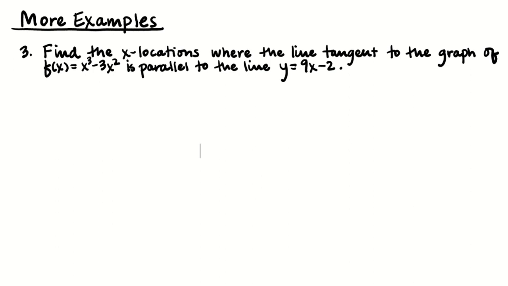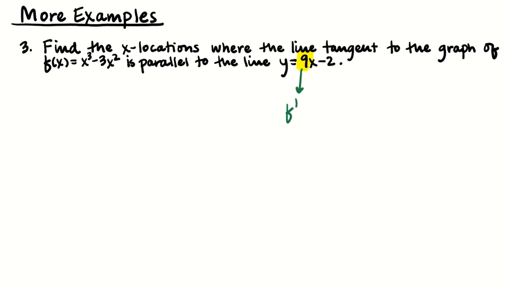Now let's talk about finding x locations where the line tangent to the graph of f of x equals x to the 3 minus 3x to the 2 is parallel to the line y equals 9x minus 2. Okay, we can do that. I just want you to remember that parallel lines have equal slopes. That's important. If the tangent line is parallel to y equals 9x minus 2, that means that the slope of the tangent line needs to equal 9.